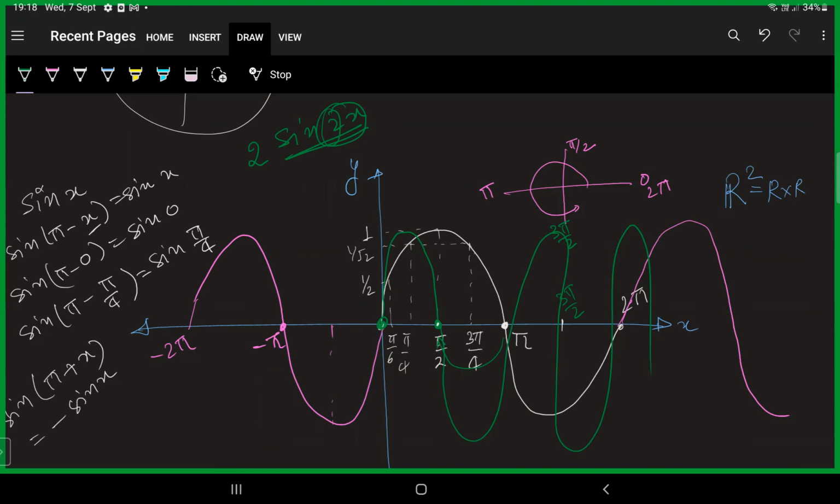The value, let's say pi by 2. Sin pi by 2 is 1. 1 into 2 is what? 2. So from here the graph is shifted.